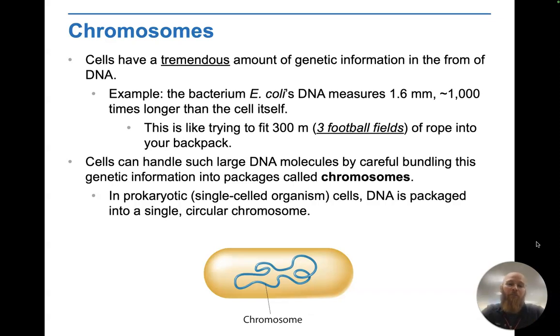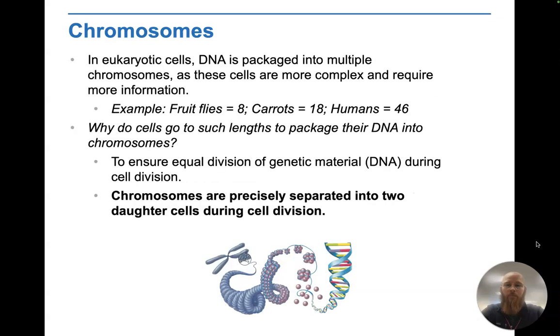And we do that by carefully bundling all that info into packages that we call chromosomes. So I've shown you here in prokaryotic or more simple organisms, in those cells, DNA is packaged into a single circular chromosome. There's not a whole lot of information there because those cells are a lot more simple. Whereas in eukaryotic cells, for multicellular organisms such as ourselves, DNA has to be packaged into multiple chromosomes.